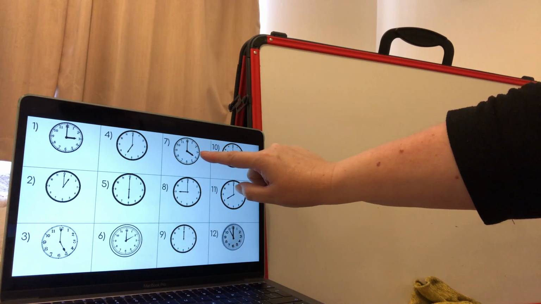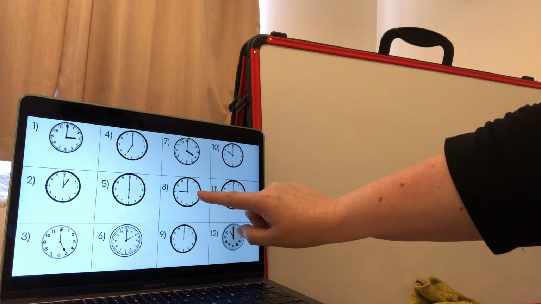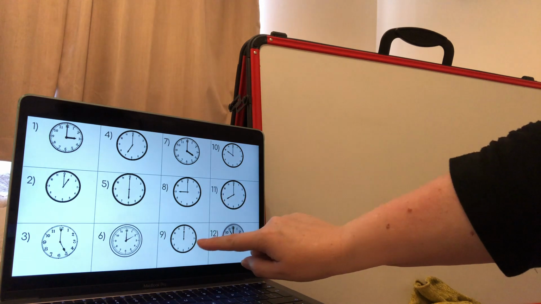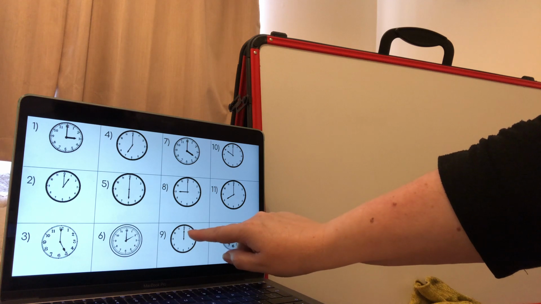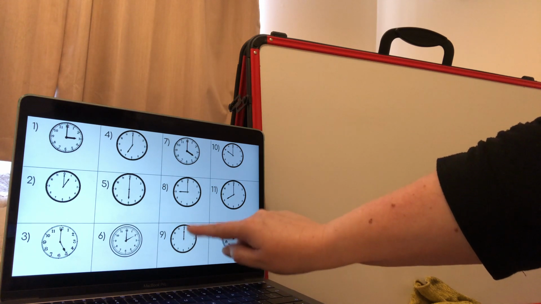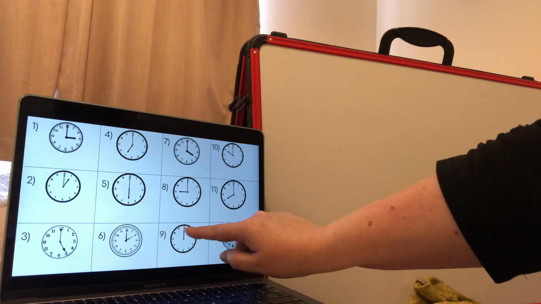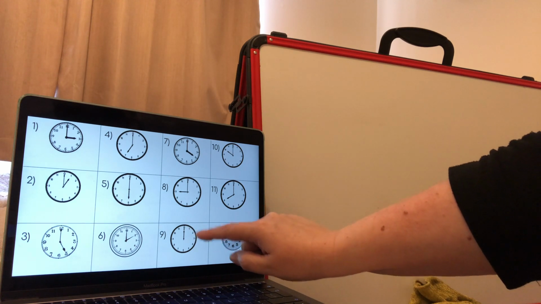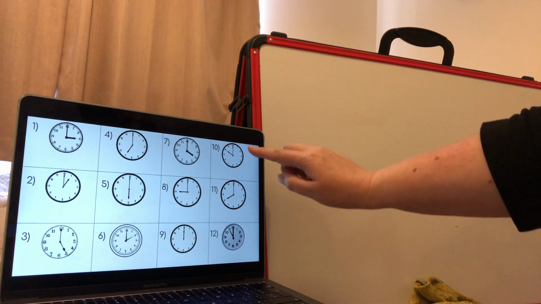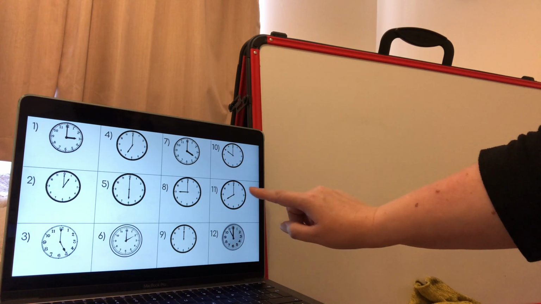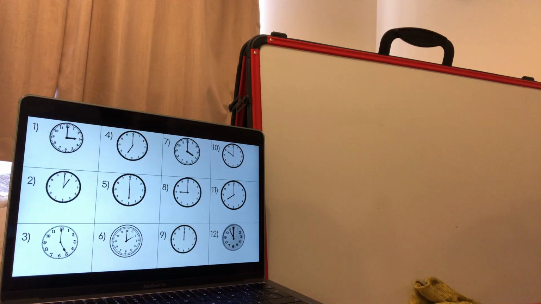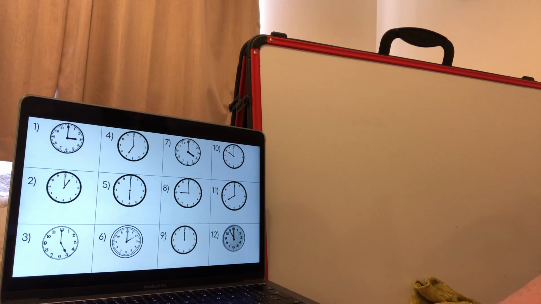Number 7 is 4 o'clock. Number 8 is 9 o'clock. Number 9 is 12 o'clock. Both hands are there, it's just that one's on top of the other. The longer hand's pointing to the top for o'clock and the shorter hour hand's pointing to 12. It's 12 o'clock. Number 10 is 10 o'clock. Number 11 is 8 o'clock. And number 12 is 11 o'clock.